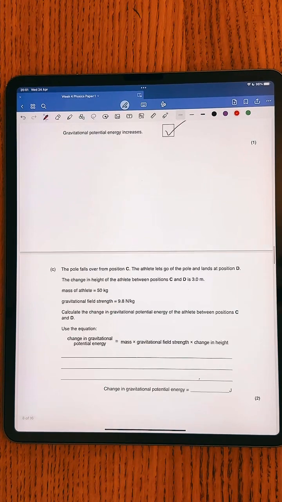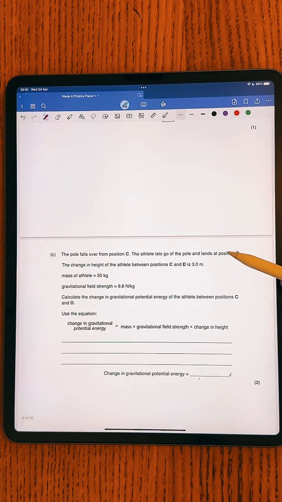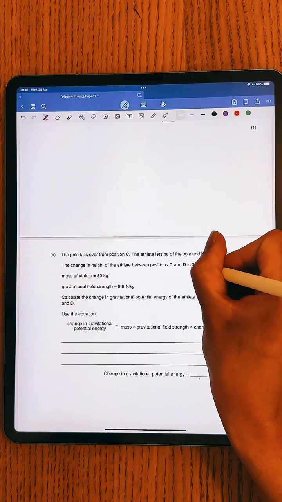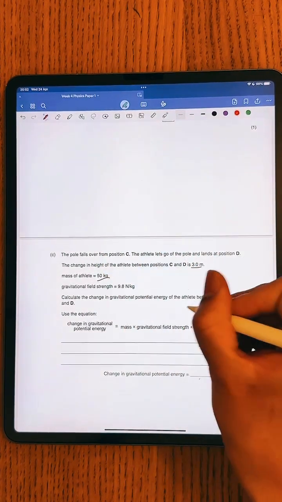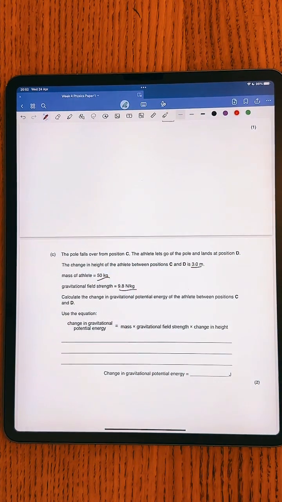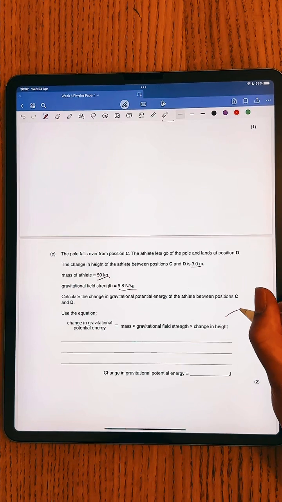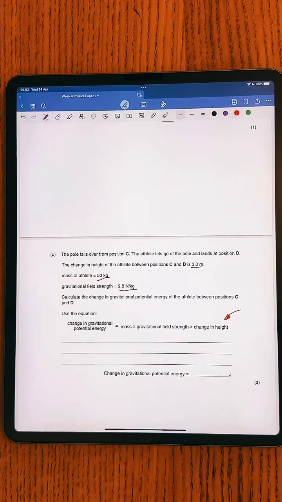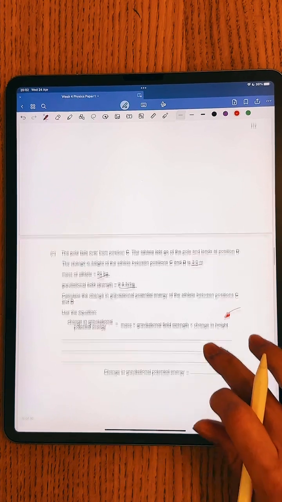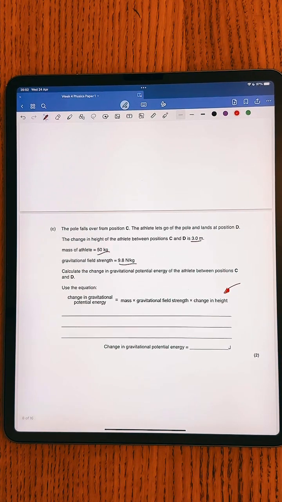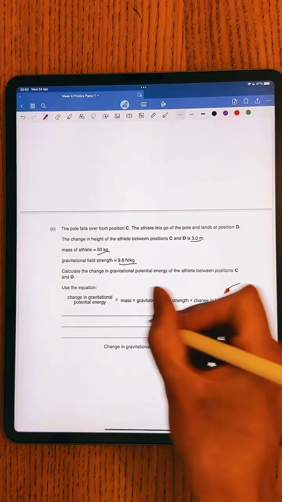Excellent. Next question. The pole falls over from position C. The athlete lets go of the pole and lands on position D. And we've been given the change in height, the mass, and the gravitational potential energy. They've been nice in this question and they've given you the equation in the question. You don't need to look it up in the equation sheet. So all you need to do is plug these numbers into the equation now. So mass times gravitational field strength times change in height. If anyone's got a calculator, can you work that out, please?